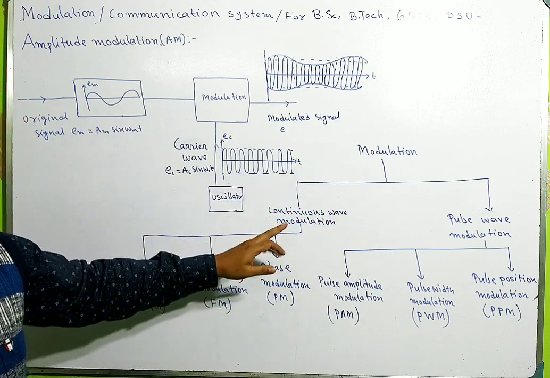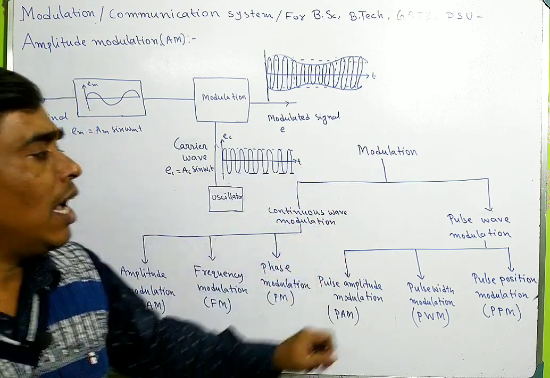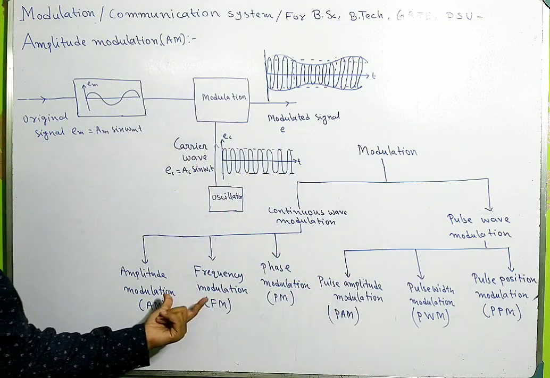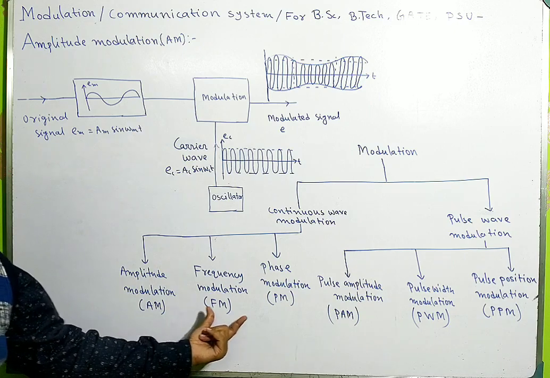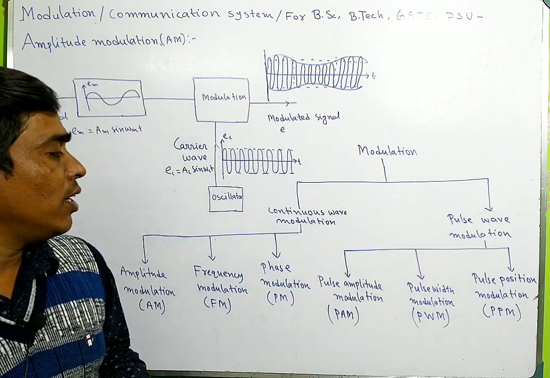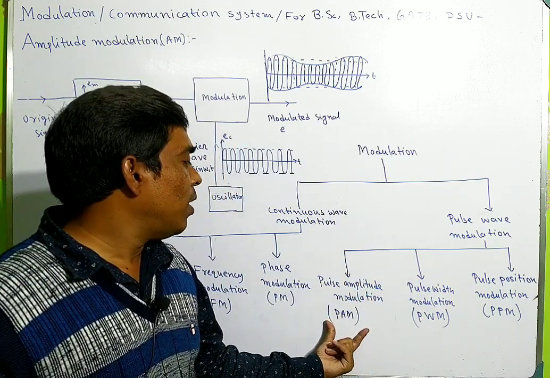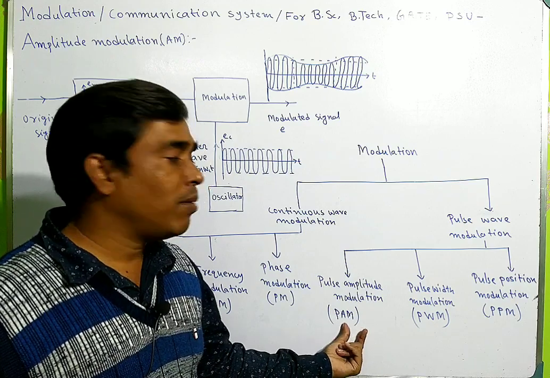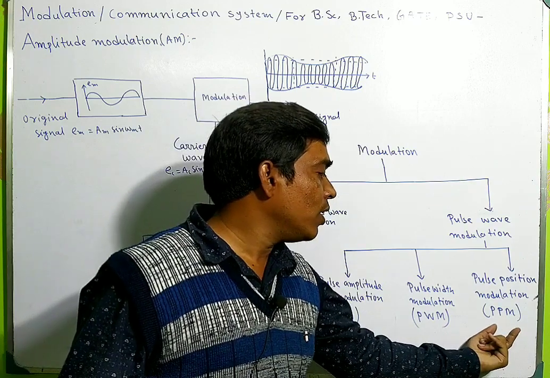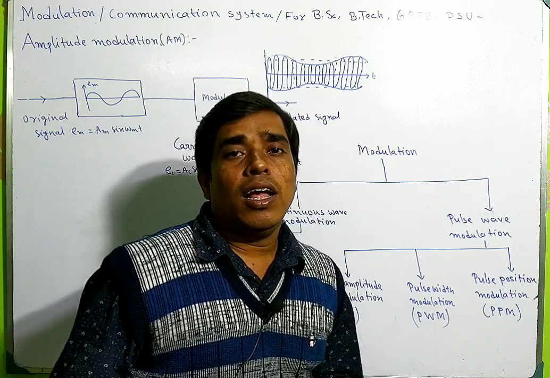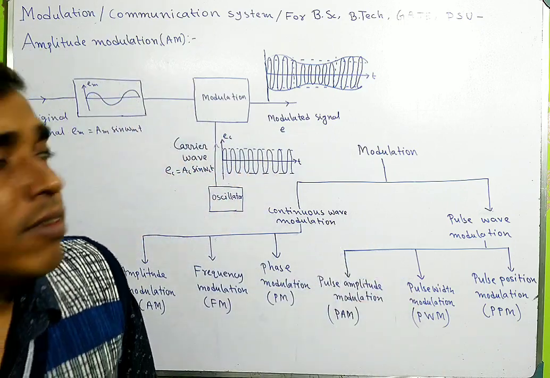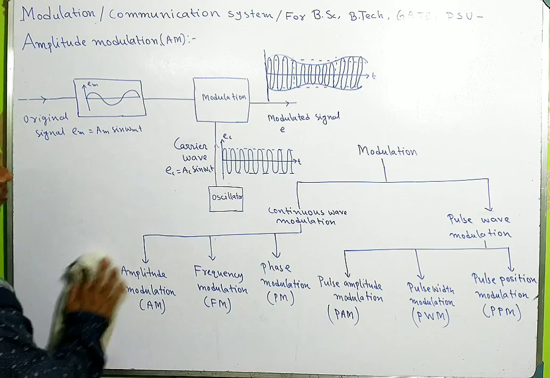Now there are several types of modulation. Modulation can be continuous wave modulation and pulse wave modulation. Continuous wave modulation has three types: amplitude modulation, frequency modulation and phase modulation. And pulse wave modulation has three types: pulse amplitude modulation, PAM, pulse width modulation, PWM, and pulse position modulation, PPM. This is the classification of modulation.